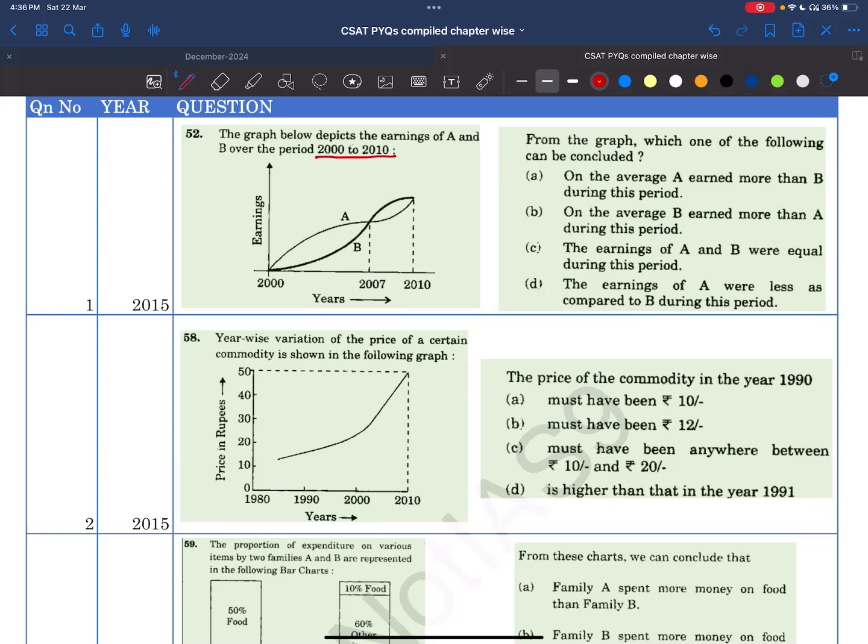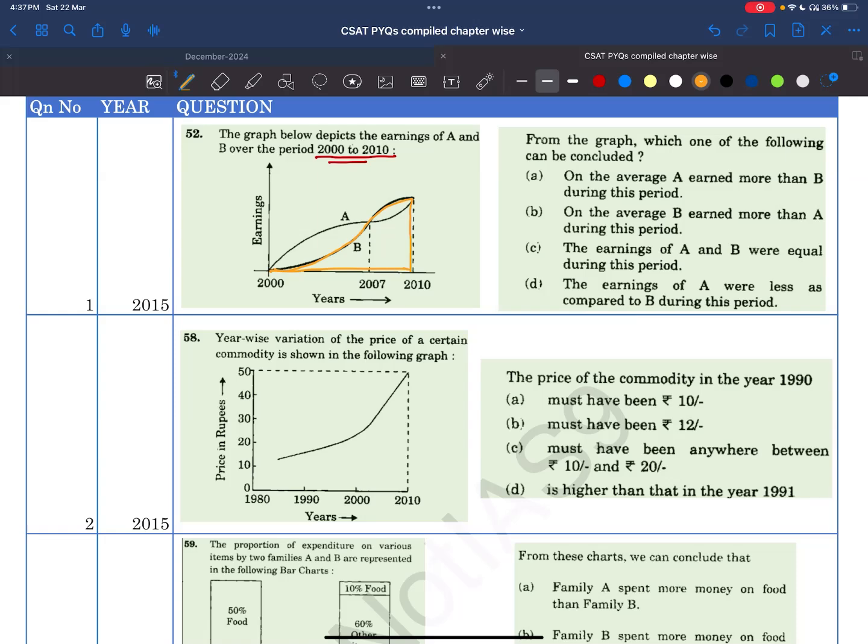That means the entire area of the graph will be the earnings of A, right? This is the time period. This is the graph. The entire area will be the amount earned by A. You see, this is the area of earnings of A, right? This is the total area. See, this is the earnings of B, right?